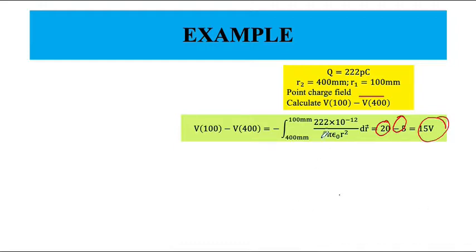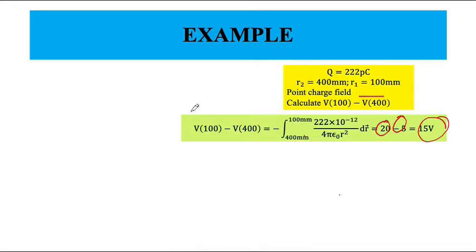So as you move from the point 400 millimeters from the point charge to the point 100 millimeters from the point charge, you actually experience a total potential rise of 15 volts. So there is a potential rise if you move against the field. If you move against the electric field, you are going to see a potential rise of about 15 volts. And of course from this expression itself you can find out that the potential at 100 is 20 and the potential at 400 is 5.